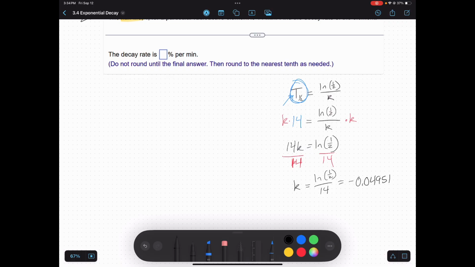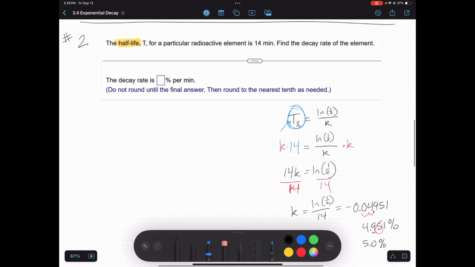But notice, I want to point some things out. First of all, it's negative. Is that okay? Well, of course that's okay, because this is a decay rate. It should be negative. The fact that it's negative means it's decaying. And remember, I want this as a percentage, so I need to move the decimal place over 2 times before I round. So I get 4.951%, and then I'm going to round that to the nearest tenth. Well, here's my tenth spot, so I'm going to look at that number, and that tells me to round up, so I get 5.0%.